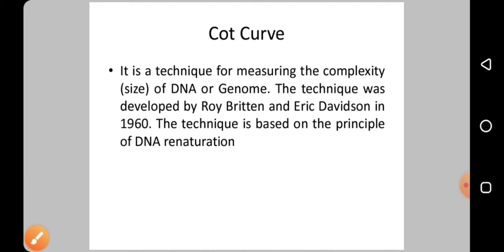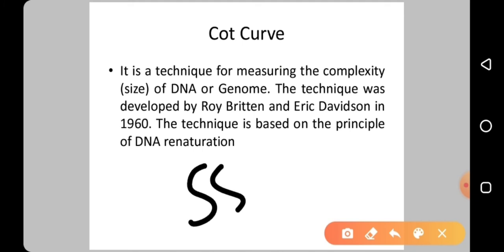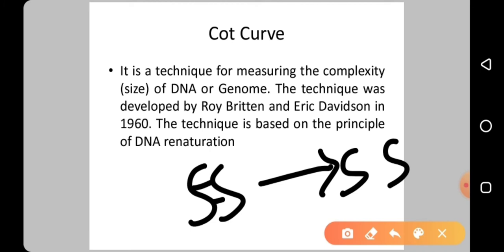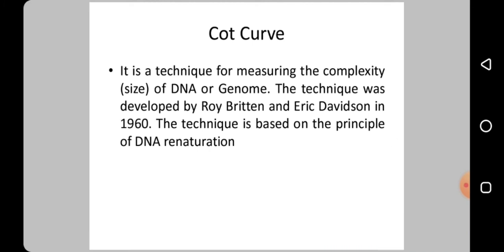Because already you studied what is denaturation. Denaturation means a double stranded DNA converting into single stranded DNA. Initially it will be like this. So now it is like this, single stranded DNA. Initially double strand, then it converted into single strand. So the Cot curve analysis is completely dependent on this double strand, single strand nature.